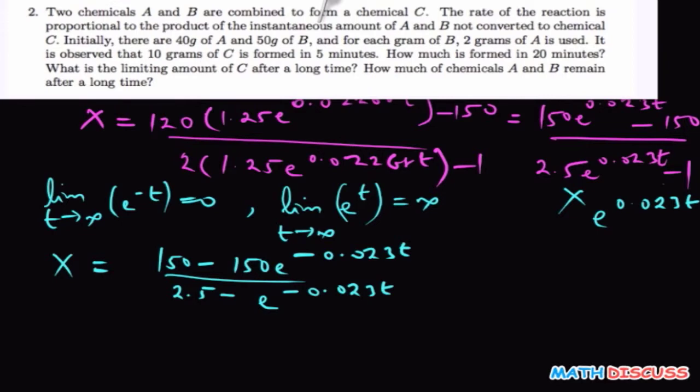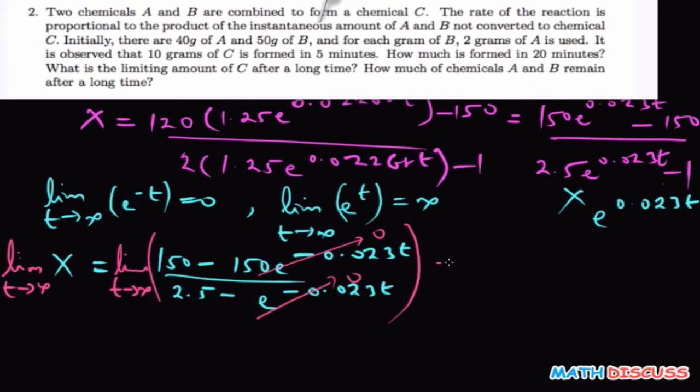And then we're told to take the limit as t tends to infinity of this whole thing here. As t tends to infinity, this goes to 0, and this also goes to 0. So what we have is 150 divided by 2.5, and that gives us 60. So this is the limiting value of C after a very long time.